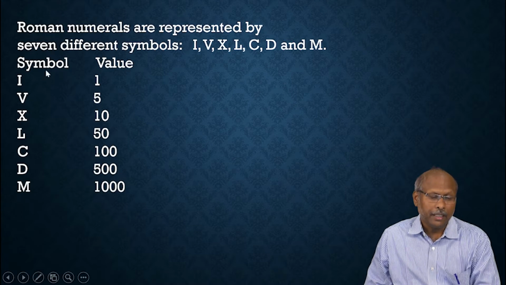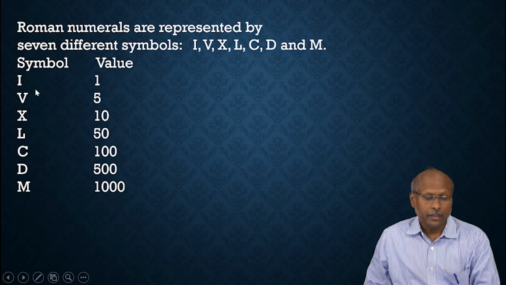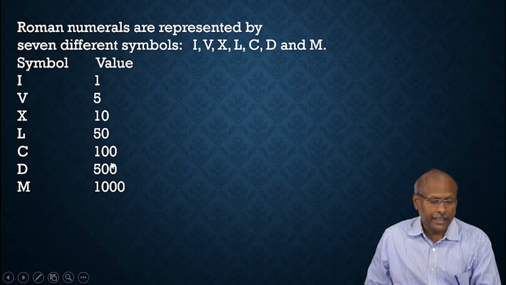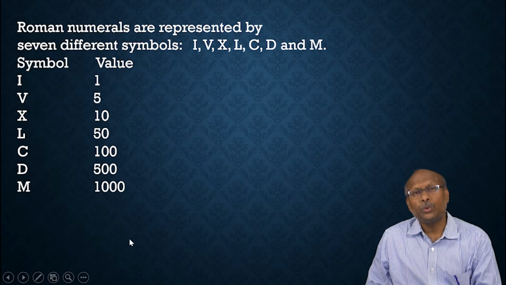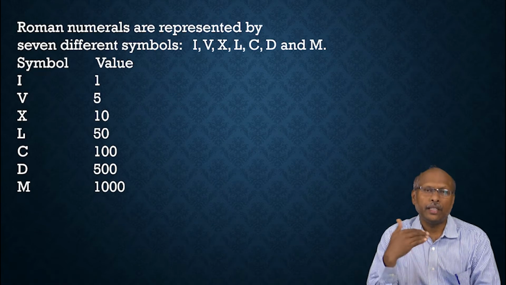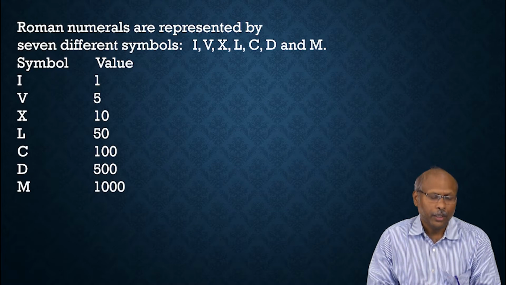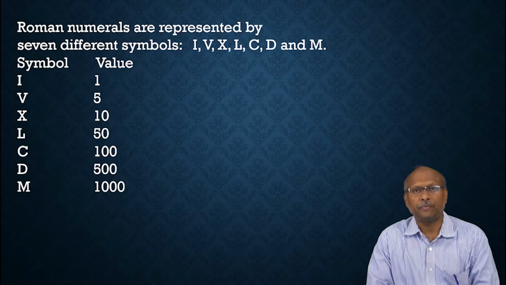The value of each symbol: I means 1, and V is 5. X is 10. L is 50. C is 100. D is 500. And M is 1000. So these values you should know. Using these values, you can convert any Roman number into the corresponding integer value. So these are the 7 symbols that we use to represent any number.